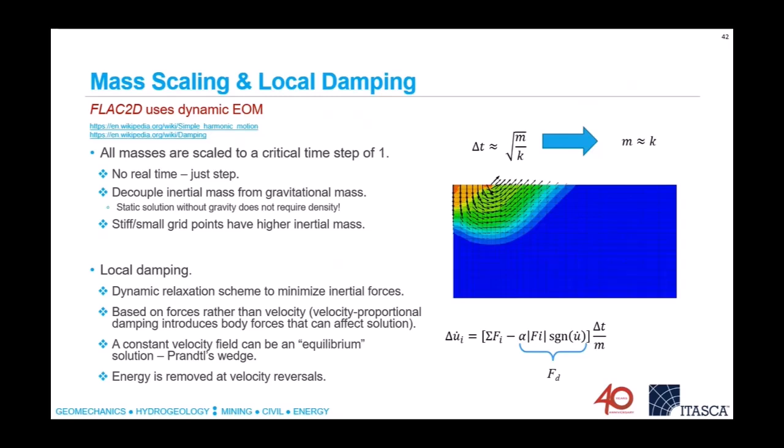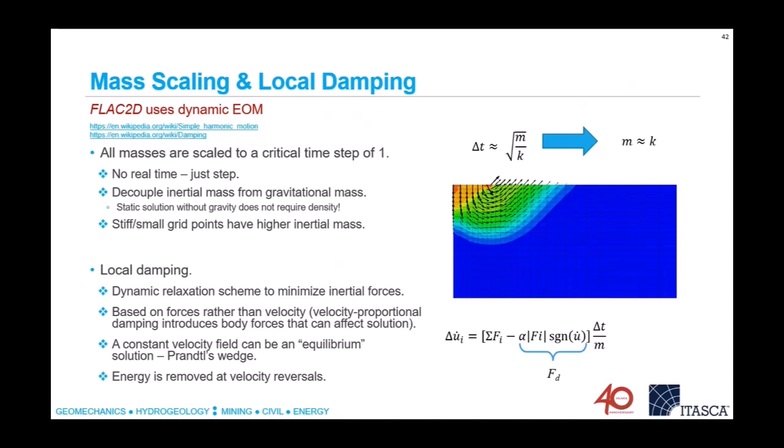We modify it in a way that this inertial mass is pretty much the same as the stiffness of the material. Stiffness is calculated from bulk and shear modulus. So that's why this time step is not a real time step. But we use this time step to equilibrate our dynamic system and arrive at a static solution. Obviously, if the stiffness is higher, this grid point will have higher inertial mass. For you, you don't really care about these inertial masses. There's no need to track them.